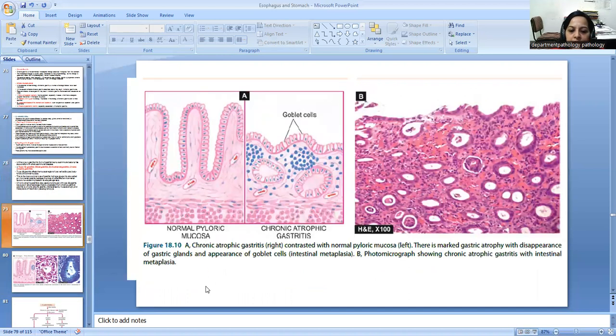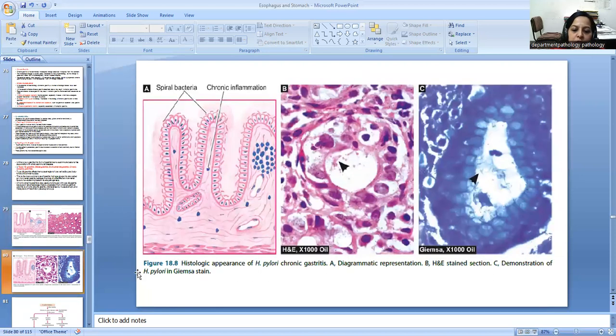So here we can compare the mucosa. This is the normal antral mucosa, and here in chronic atrophic gastritis, we can see the goblet cells. There is marked gastric atrophy with disappearance of gastric glands and appearance of goblet cells. So instead of normal gastric glands, there is appearance of goblet cells, which indicates intestinal metaplasia. And B is a photomicrograph showing chronic atrophic gastritis with intestinal metaplasia.